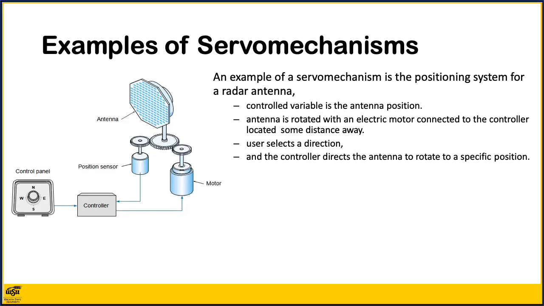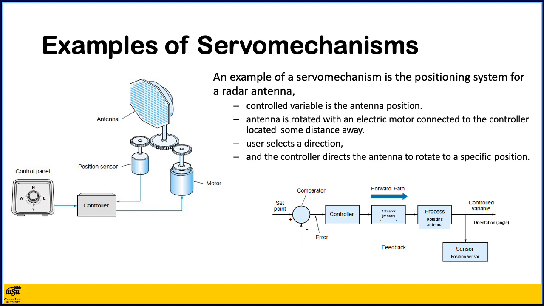An example of a servo mechanism is the positioning system of a radar antenna. In this case, the control variable is the antenna position. The antenna is rotated with an electric motor connected to the controller, located some distance away. The user selects a direction and the controller directs the antenna to rotate to a specific position. The block diagram is shown to help identify the control components and to reinforce the principle.